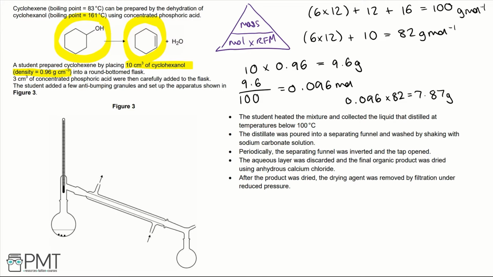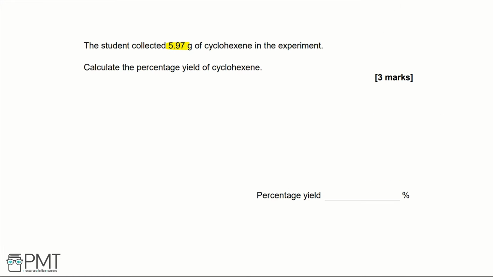And because we know what we actually produce, we can use these two masses to work out percentage yield. We can do 5.97 divided by 7.87 multiplied by 100 to convert it into a percentage, and you get 76%. But there is an alternative method to this question.